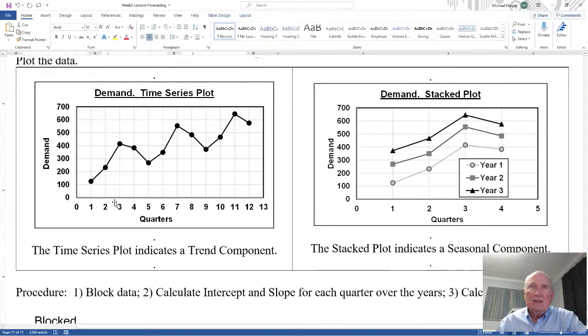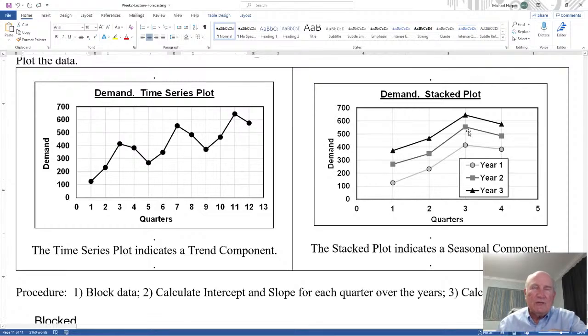This is year 1, the first 4, 1, 2, 3, 4. Year 2 is the square, 1, 2, 3, 4. And notice these 4 here are greater than the first 4, and the third 4 are greater yet. So when you have a stacked plot and you put the years on top of one another, you can see every year it's going up. You can also see the pattern within a year being the same. So what do we have? We have a trend component and we have a seasonal component. So now we have both of those. Now we have to solve it.